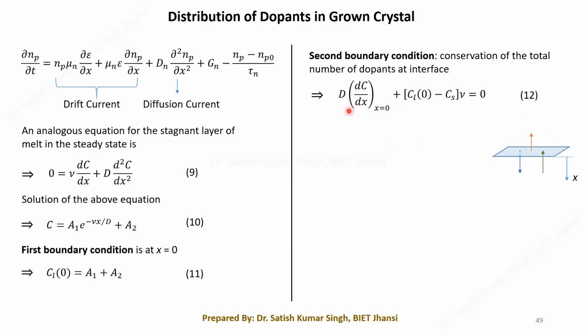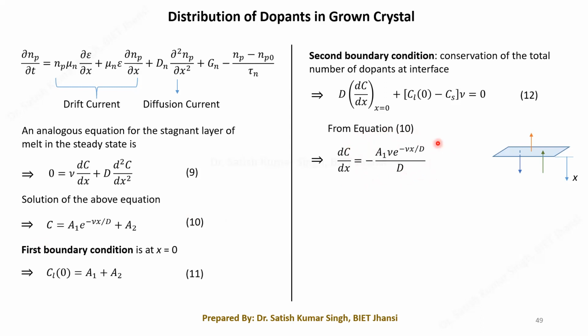So what we have to do is calculate dC/dx at x equals 0. We have already defined this equation for C in equation 10, so we can calculate dC/dx. That will come out like this. You can work this out, it is easy to get.